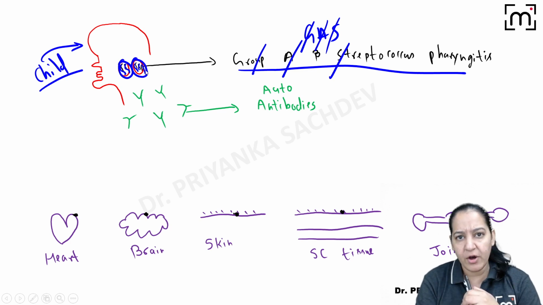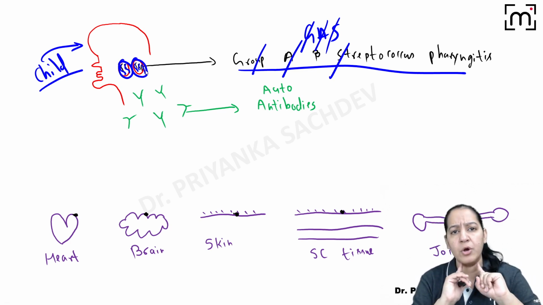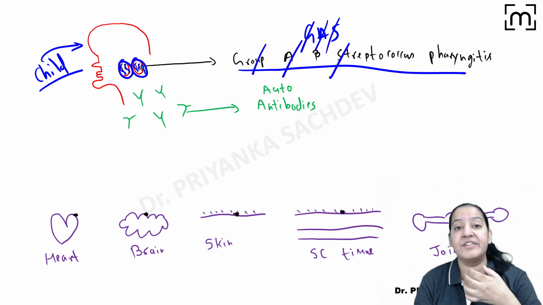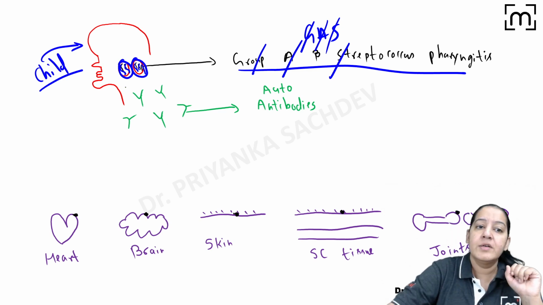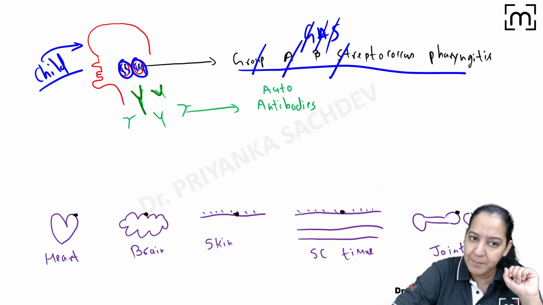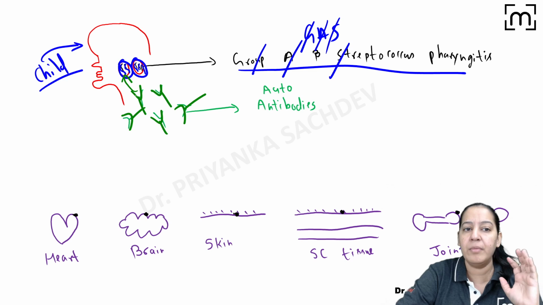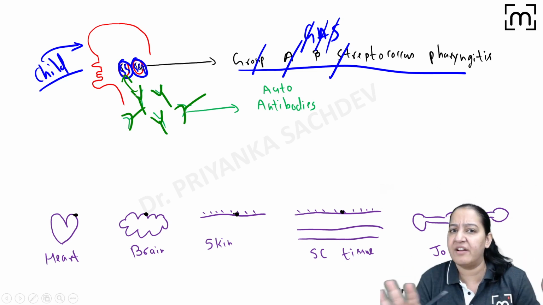You will say, ma'am, okay, we got it. So there is a bacteria causing tonsillitis and pharyngitis in a child. The child is having fever and throat pain. Okay. So what will happen? The body will form antibodies against that bacteria. The antibody will bind with the antigens on the bacteria. Antigen-antibody complexes will be formed and they will be phagocytosed and the bacteria will be killed.